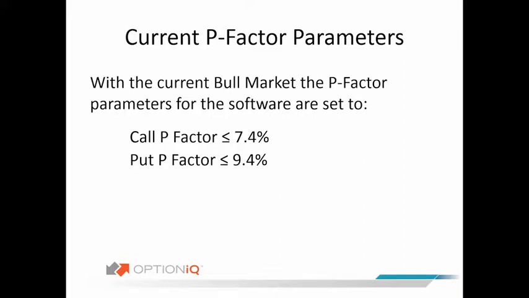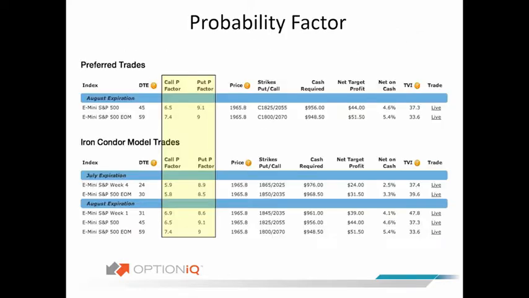Our current P-factor parameters, which I already touched on, but once again, this is for you to write down. With the current bull market, the P-factor parameters for our software today are set to call P-factor less than or equal to 7.4 and put P-factor less than or equal to 9.4. If these parameters are ever changed, you will be notified on the software. There will be a message that will pop up when you log in that will let you know that these parameters have been adjusted.